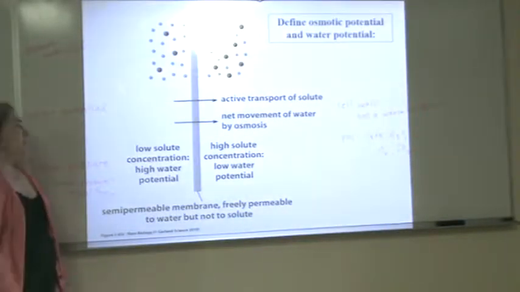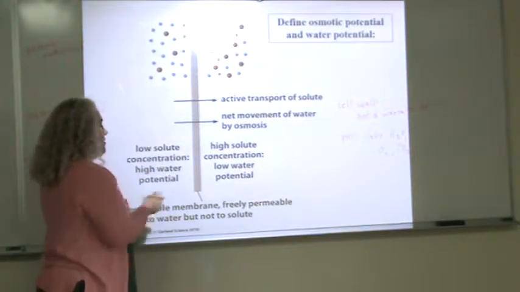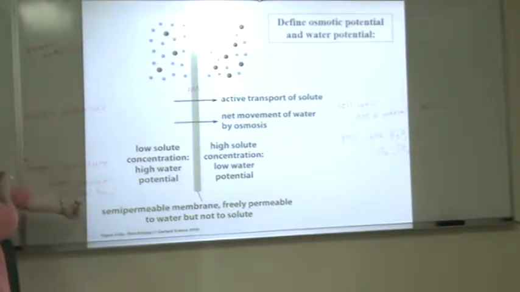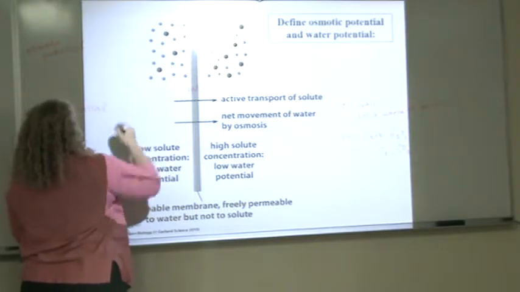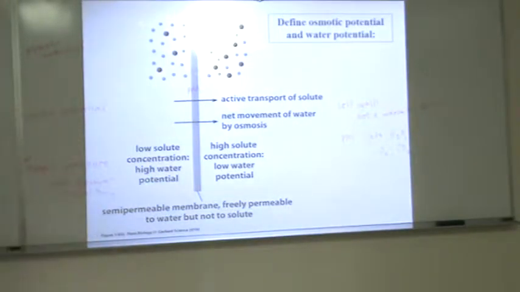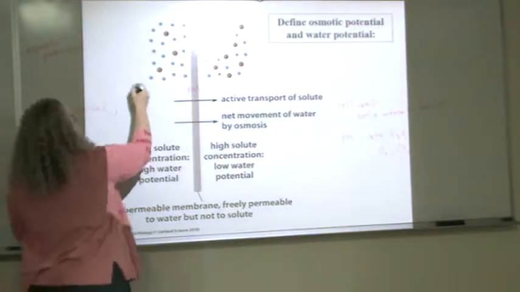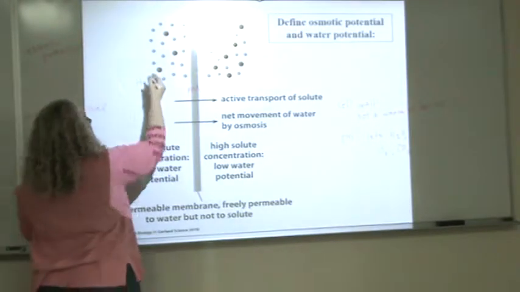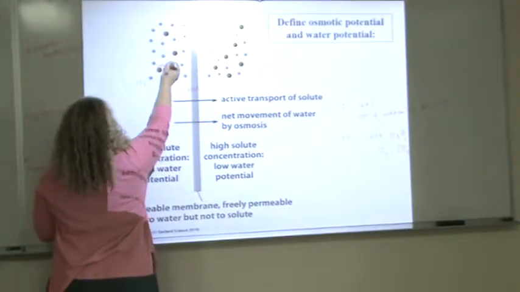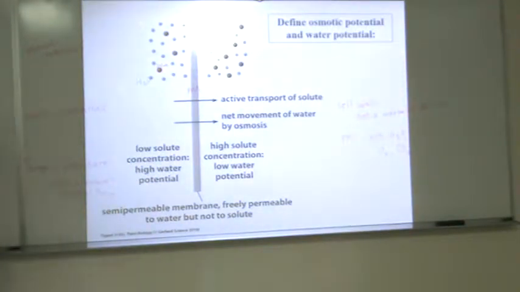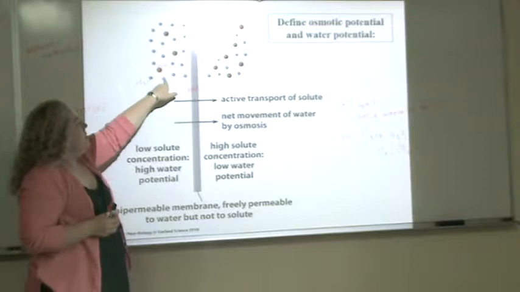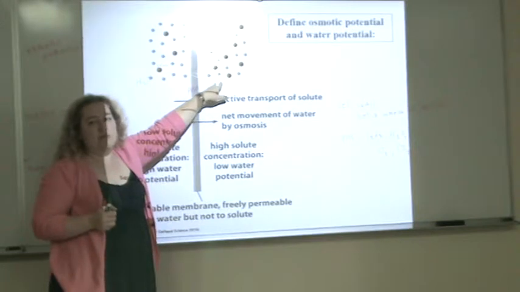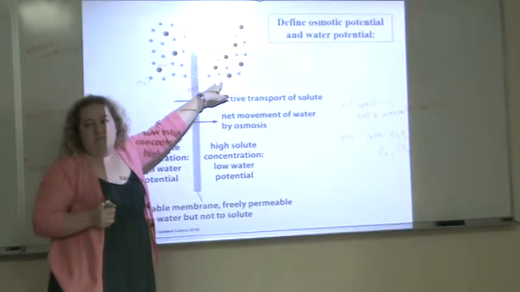This picture is showing two sides of a membrane, and we're going to assume that this is the plasma membrane. And we've got blue dots, which are water, that can go through the plasma membrane, and red dots are some other solute. And I'm sure you remember from Bio 1, water moves down its concentration gradient to try and balance solute levels. You remember that?